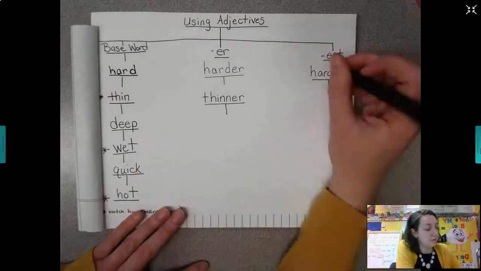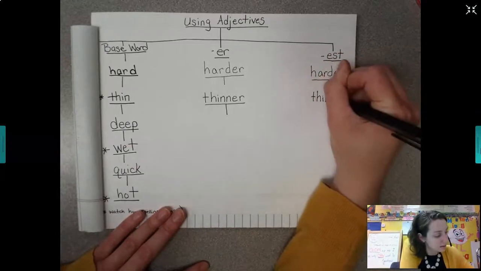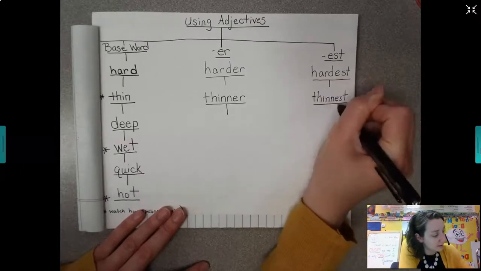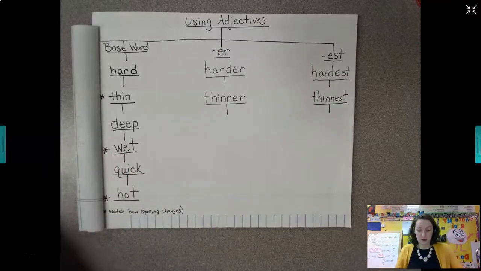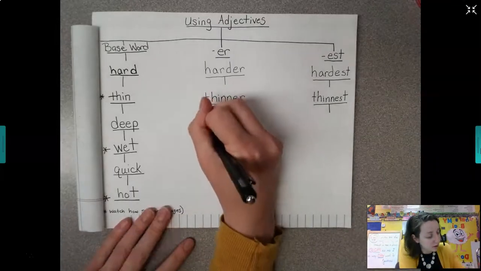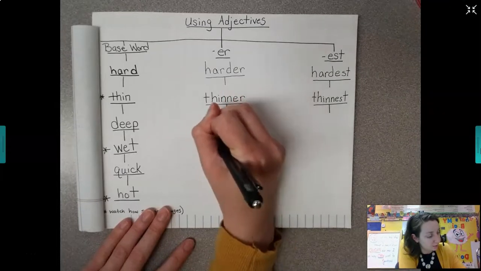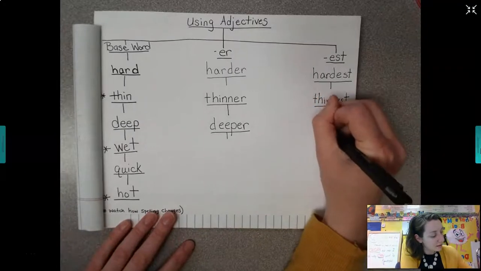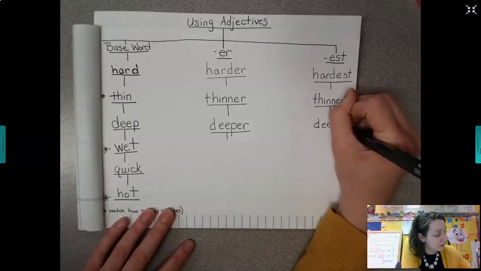All right, and then if you add the EST, it's going to be the same thing. Okay? All right, so just moving right along, we're going to go through for deep. You have deeper, and then deepest. There's no spelling change on this one because it ends with a vowel consonant, so it doesn't follow that same rule.